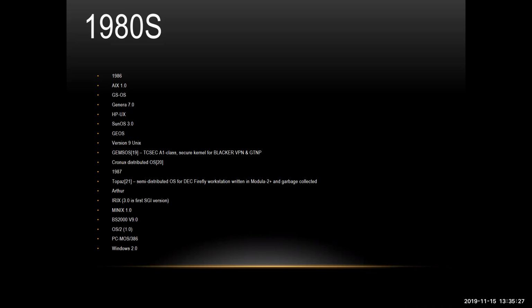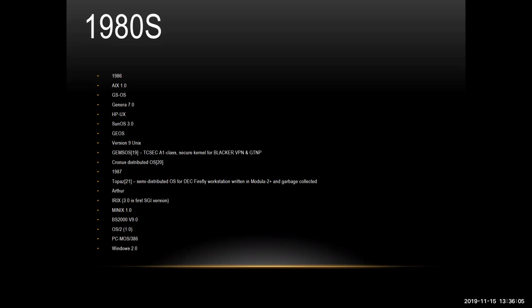We also had the GEM SOS and Kronos distributed OS. Then during 1987, we had Topaz. It is a semi-distributed OS for DEC Firefly workstation, written in Modula-2 Plus and garbage collected. We also had Arthur. It is a computer operating system originally designed by Acorn Computers in Cambridge, England.